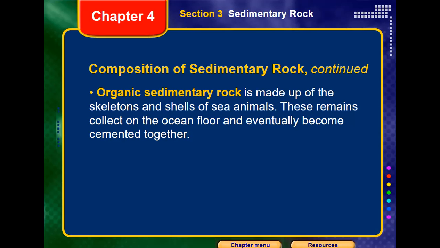So here we find, for example, coral, which are very small but live in huge colonies. That's called the reefs. Once their skeletons, those of the sea animals, which are made of calcium carbonate, are collected on the ocean floor, these animal remains eventually cement and form a kind of sedimentary rock, or organic sedimentary rock. Okay, so here, for example, is limestone.